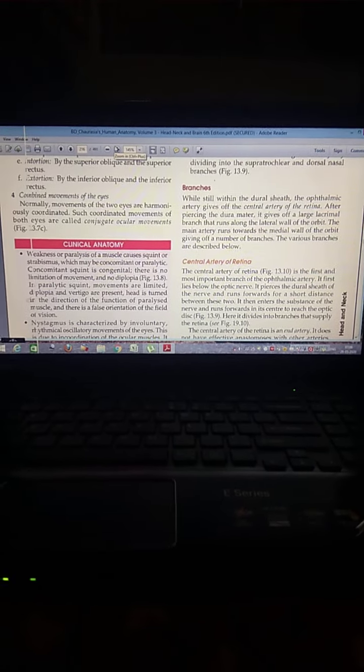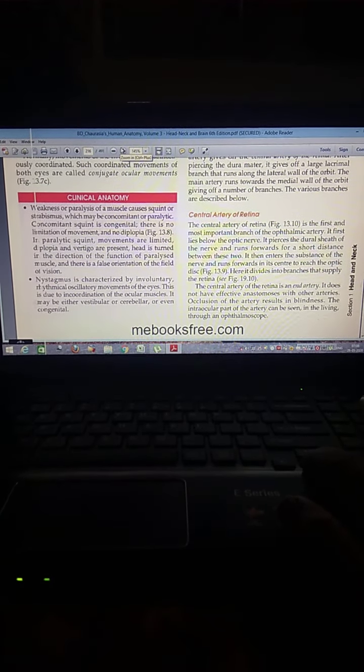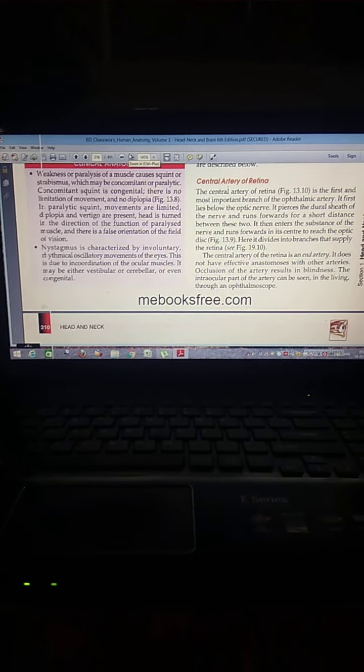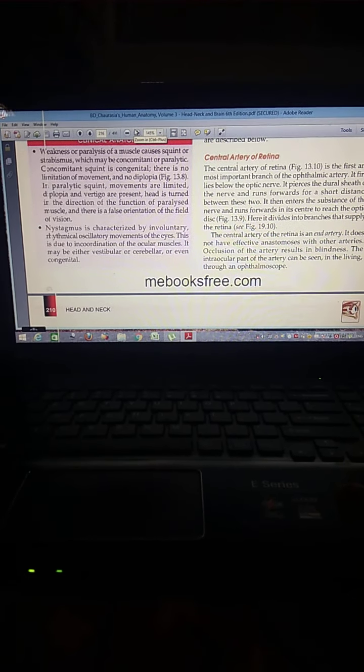Branches: while still within the dural sheath, the ophthalmic artery gives off the central artery of the retina. The central artery of the retina is the first and most important branch of the ophthalmic artery. It first lies below the optic nerve. It pierces the dural sheath of the nerve and runs forward for a short distance between these two. Here is the figure of the film showing the action of the extraocular muscles.